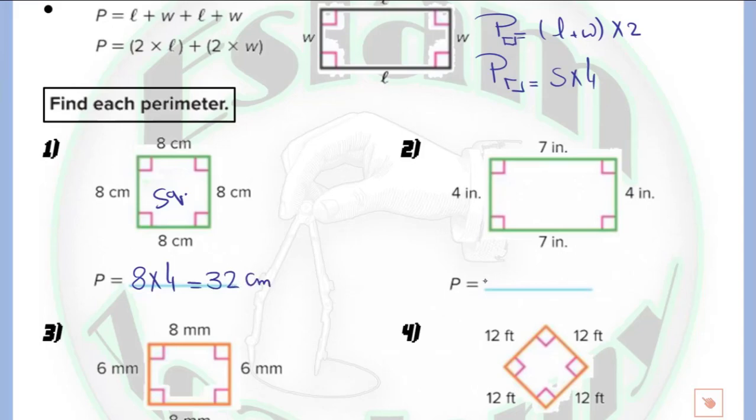Now in question number 2, we need to find the perimeter. If you look at the shape, you will find that the two sides beside each other are different in length, and each two opposite sides are equal. So we are talking about a rectangle. So the perimeter will be equal to length plus width multiplied by 2. We add the length, which is 7, and the width, which is 4, then multiply by 2. So 7 plus 4 equals 11. 11 multiplied by 2 equals 22. Just write the same unit without any change.